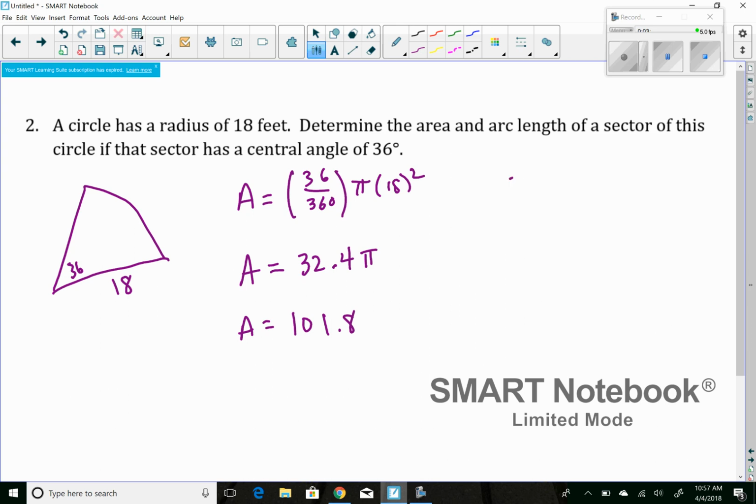To find the arc length, we're going to use the same fraction, 36 over 360, but we're going to multiply it by 2 pi times 18. Just like we did for the area, let's first find this in terms of pi. So if I do 36 over 360 times 2 times 18, I get 3.6 pi. If I find this rounded to the nearest tenth, I get 11.3. So again, depending on how they asked to answer the question is how we would do it.